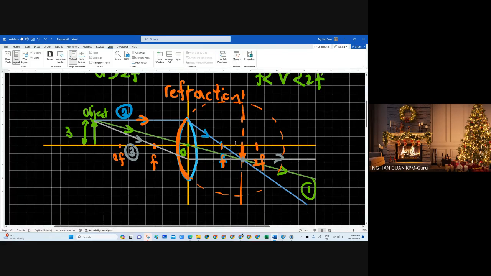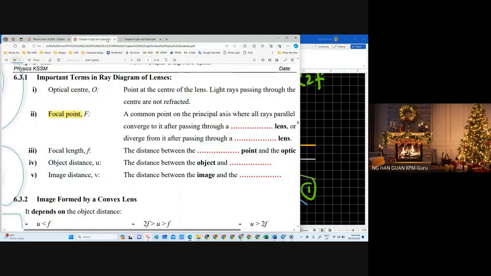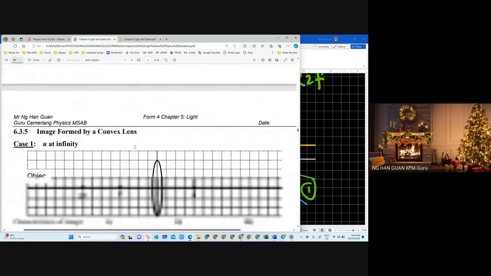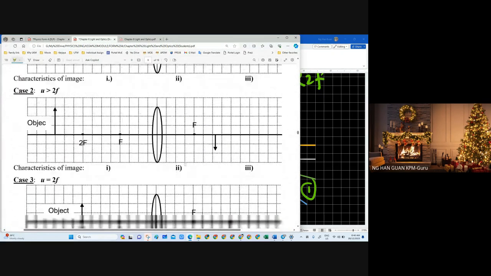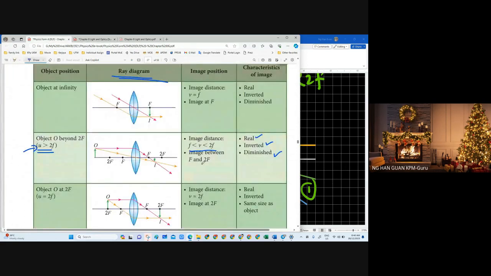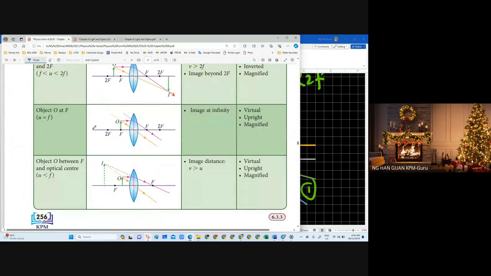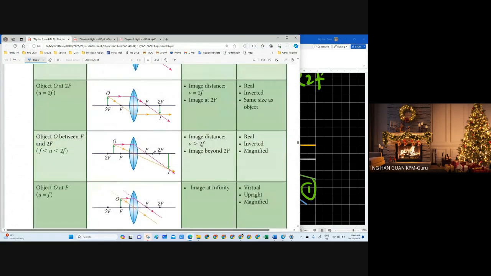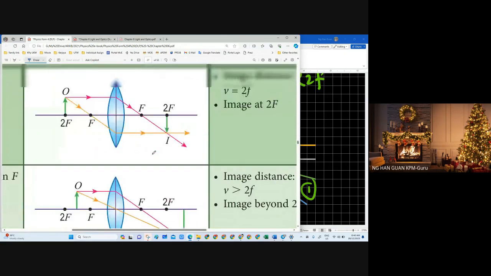When they use graph paper, it is easier to know the characteristics of the image. That's why in the module I give you the grid lines as well, so hopefully you can try to form it. Later on you can check the answer with the textbook, which already has this table. If I refer you to the textbook here, you see?